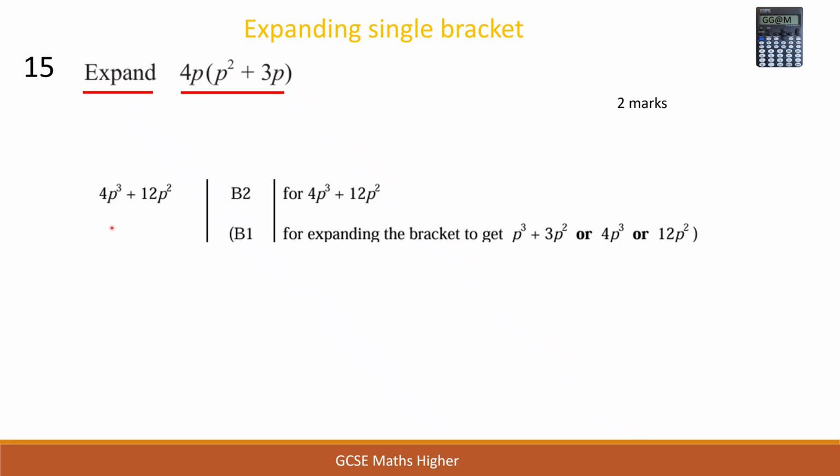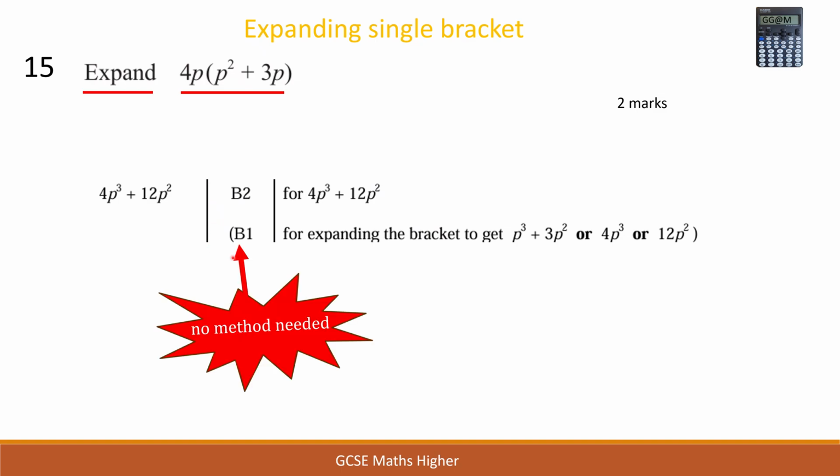Fantastic work. You should have got the answer 4p cubed plus 12p squared, and this will give you 2 marks. So here's the method for here. Remember, these B marks mean no method needed. You can just literally write down the answer. You don't have to show any working to get those numbers. If you got it correct, give yourself a big tick. If you need some more help, just comment below and I'll show you how to do the answers.